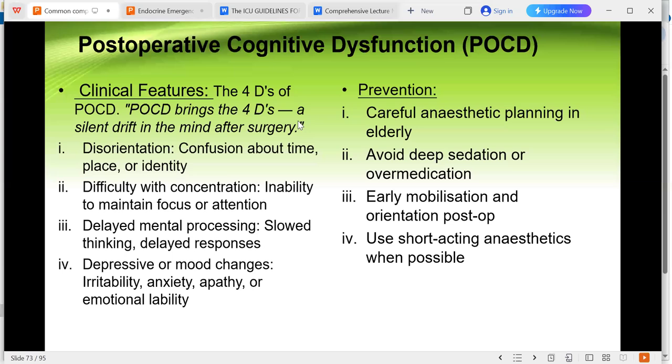Avoid deep sedation or over medication. Early mobilization and orientation post-op. All right, it's important. I tell people, talk to your patient.